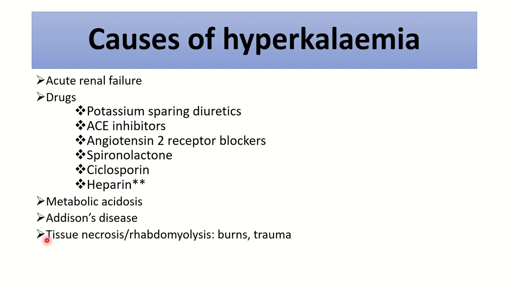Then tissue necrosis. So here we can see tissue necrosis, that means cell damage. Then rhabdomyolysis, it is caused by the breakdown of muscle cells, so a huge amount of potassium enters into the blood. Also burns: following burns, different types of ions enter into the blood vessels, including potassium. Also trauma causes damage of the cell, and we know the cell is a bag of potassium, so injury to the cell will increase the potassium level.